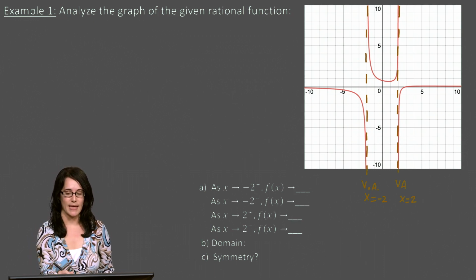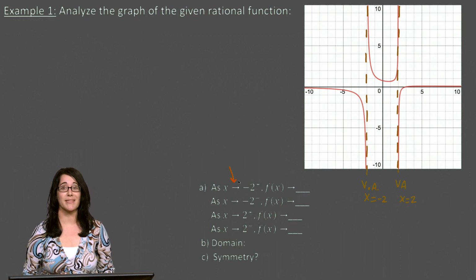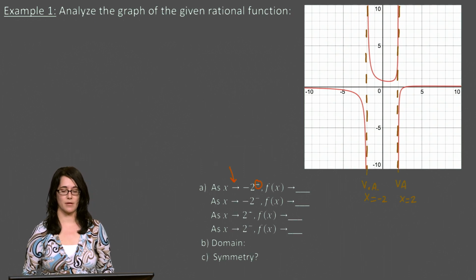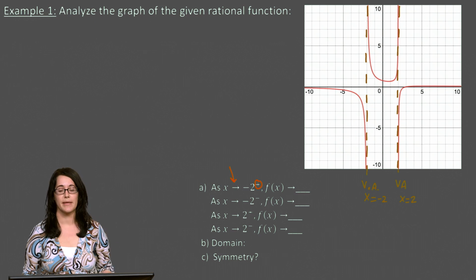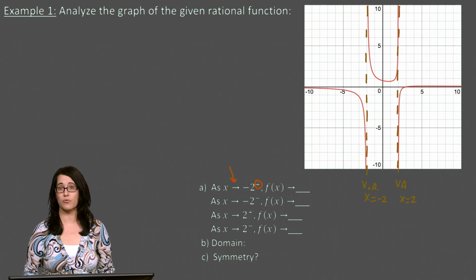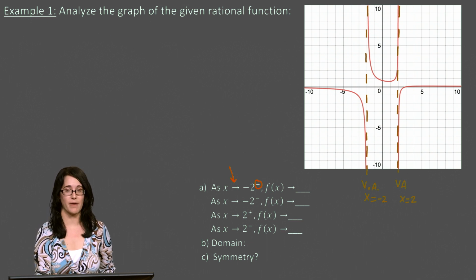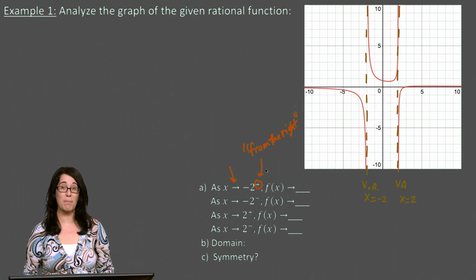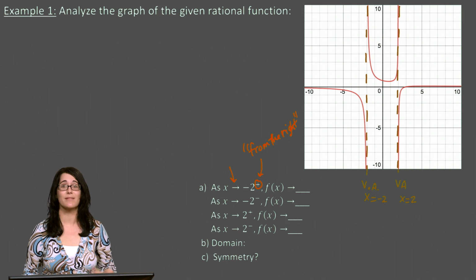It says, as x, and we read that arrow as approaches, as x approaches -2. Now the superscript, the plus sign above and to the right of the 2 there, it's a direction. So it's telling me the direction that I'm coming from as I approach this number. If it's a plus sign up there, we think from the right. So let me write that for you. From the right. That's what that plus sign means. And if it had been a minus sign, it would mean from the left.